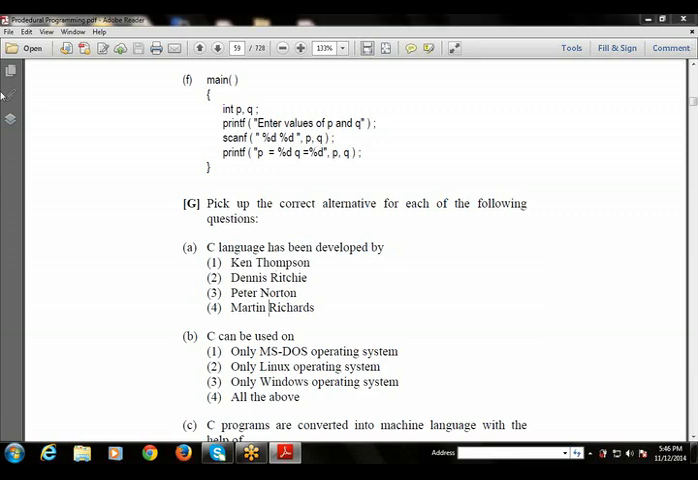Please tell me the answer with the help of the chat. Yeah, Larry, what about you? Who developed the C language? Can you answer with the help of the chat?